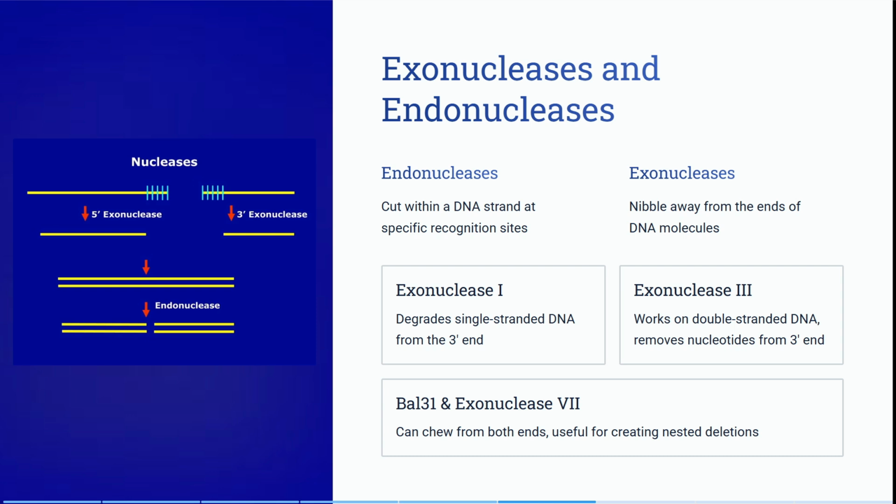Many of these exonucleases have preferences. Some only work on single-stranded DNA, others on double-stranded DNA. Some require specific ions like magnesium 2+ or manganese 2+ to function properly. Understanding these preferences allows scientists to use them strategically in experimental designs.